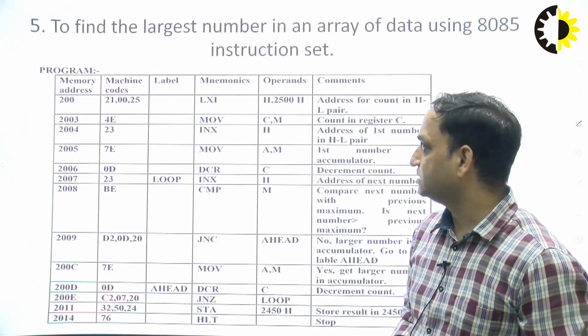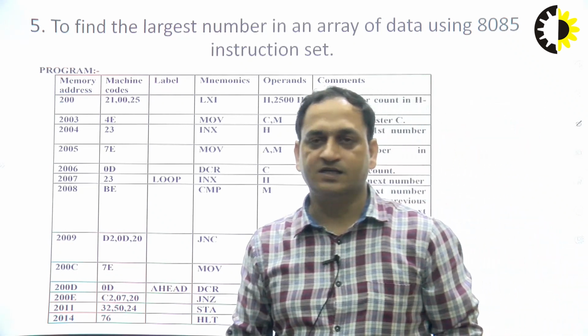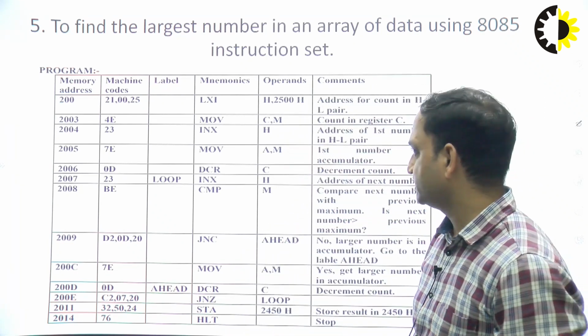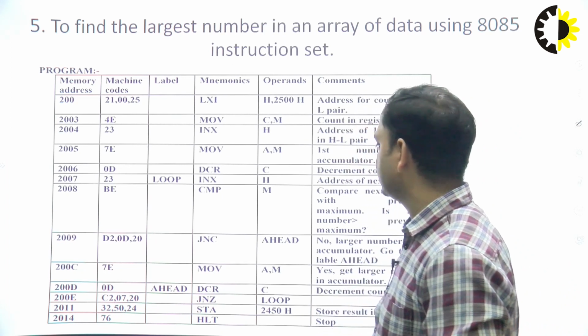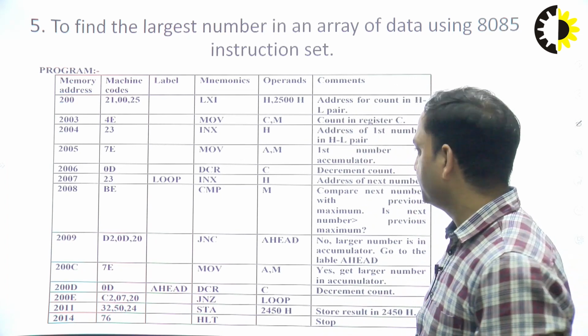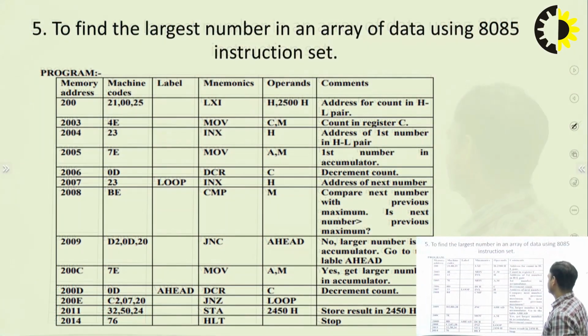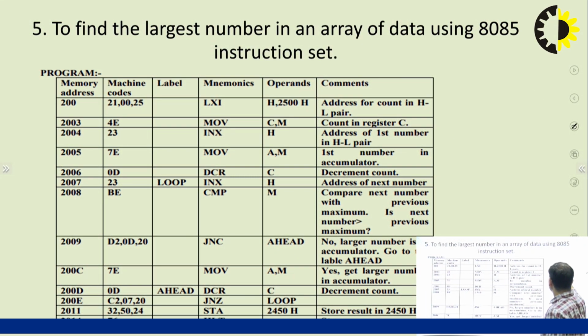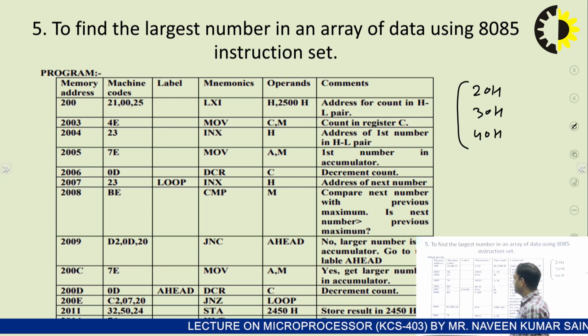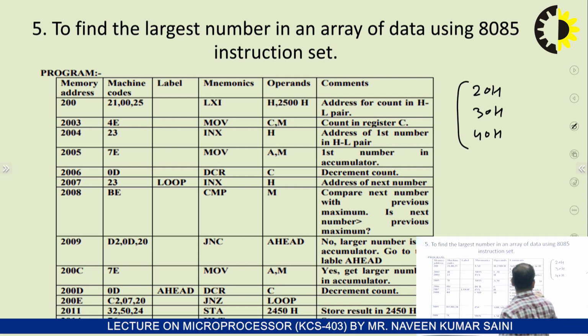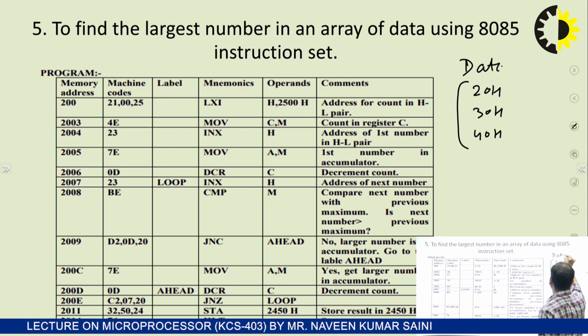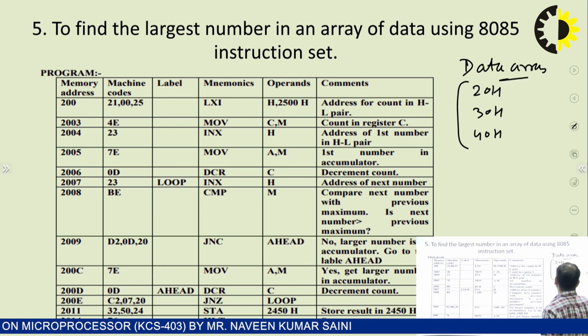Then we have to find the largest number in a given array of data using the 8085 instruction set. So in this case, for the largest number, we have to use a comparison. So comparison of the 5 numbers, or the 4 numbers, 3 numbers, whatever we want. So suppose we want to compare 3 numbers, maybe 20H, 30H, 40H. So these 3 numbers we can see. So in that case, suppose we have a data array.